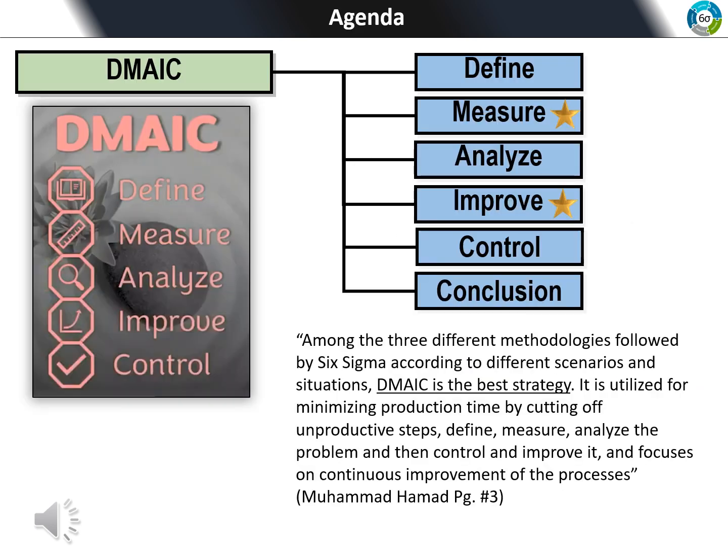Among the three different methodologies followed by Six Sigma according to different scenarios and situations, DMAIC is the best strategy. It is utilized for minimizing production time by cutting off unproductive steps: define, measure, analyze the problem, and then improve and control it, and it focuses on continuous improvement of processes. This is my actual agenda for my homework assignment, with a conclusion at the end.